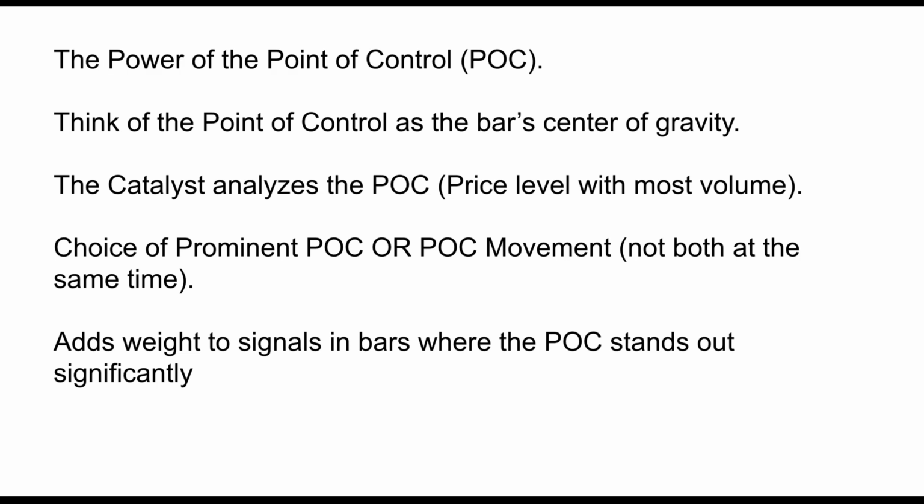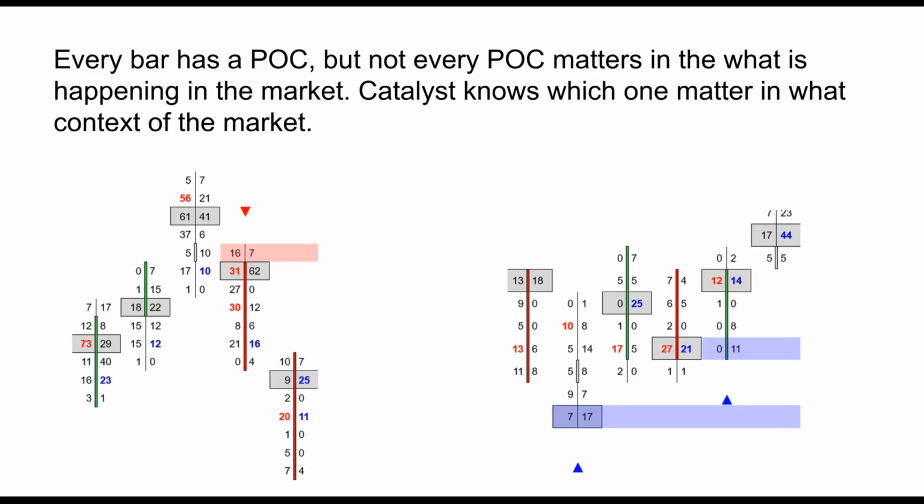So you have your choice with the Catalyst of primary point of control or POC movement. You can't use both at the same time as a filter. I'm going to go into that later when I get into some examples. And the whole point is it adds weight to signals in bars where the POC stands out significantly. Because remember, every bar has a point of control, but not every bar's point of control matters. And what you have to do is put it in context with the market.